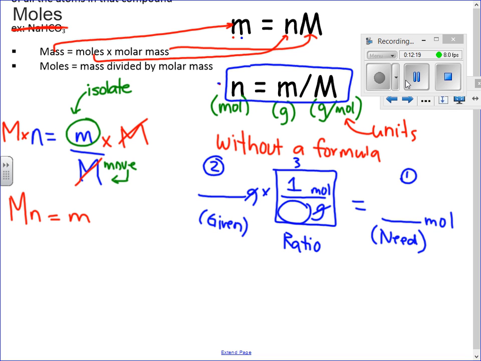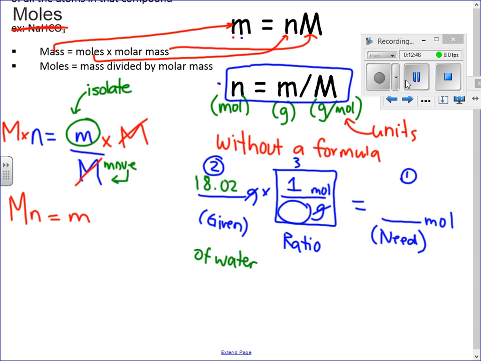So I'll put in some pretend values here so that now you can see this with numbers. Let's say that I wanted to know how many moles there were in 18.02 grams of water. Now I picked a weird starting mass on purpose because it will make my answer easy to calculate.